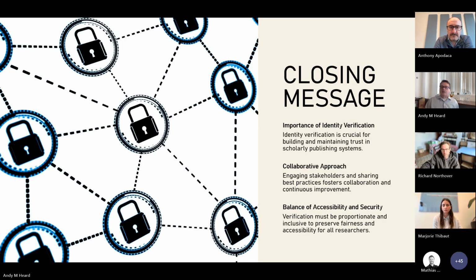And that, I think, about wraps it up. It's just, one, ID verification is essential. Publishers should engage stakeholders, pilot the verification workflows, and share these best practices through things like STM. And by adopting these measures, the academic community can collectively defend against fraud while preserving accessibility and fairness for all researchers.